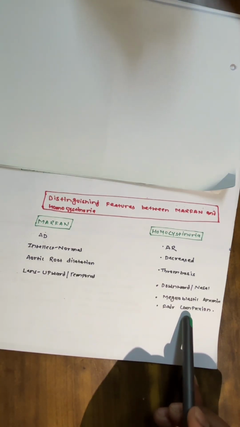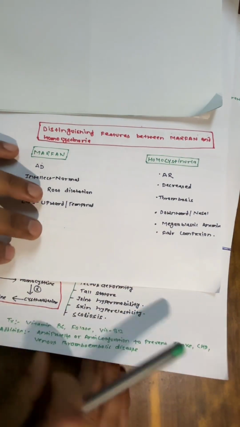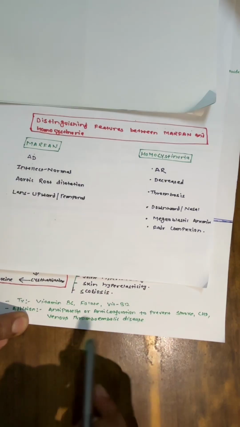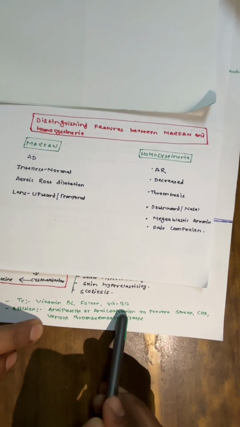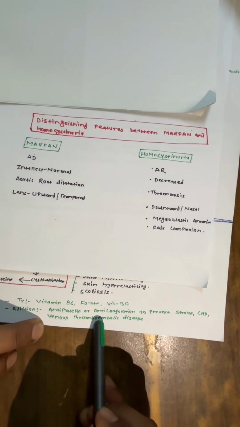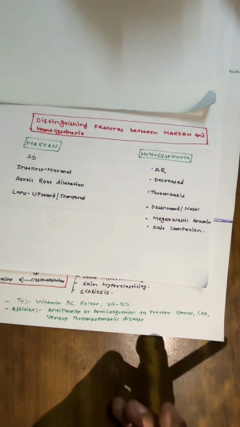While talking about the treatment of homocystinuria, always remember in homocystinuria patients we give vitamin B6, folate, B12, and sometimes we also give antiplatelets and anticoagulants to prevent stroke, congestive heart disease or venous thromboembolic disease. So this is all about Marfan syndrome.